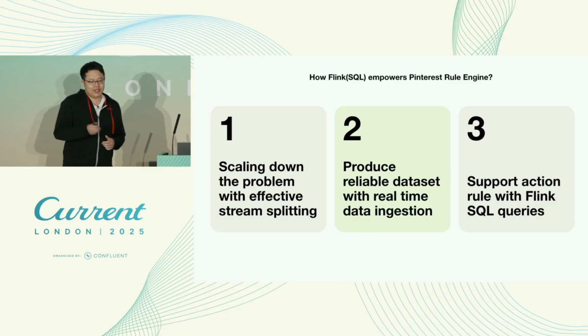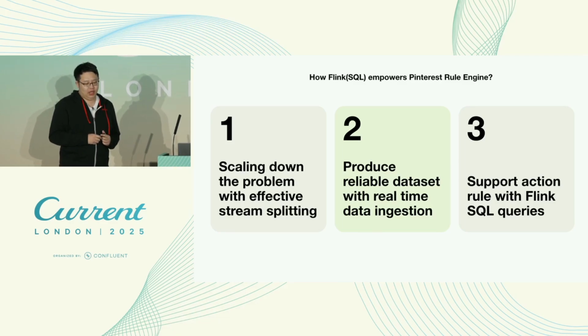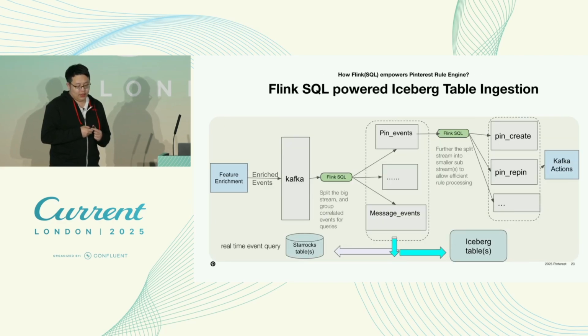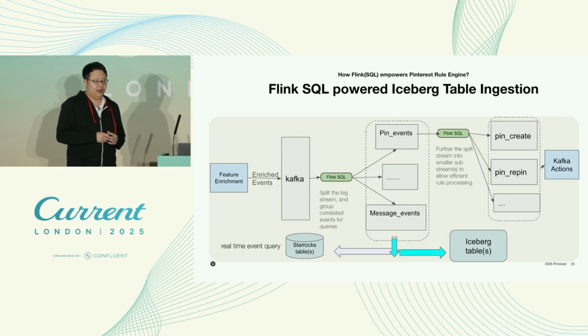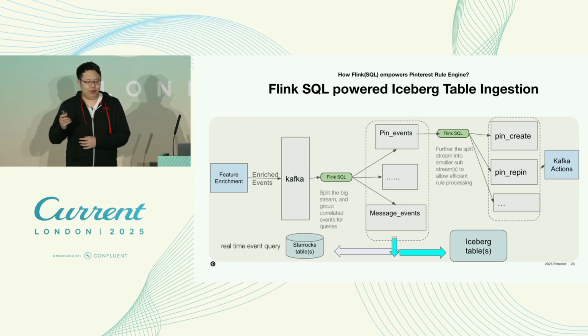Then let's look at the second type of Flink SQL jobs. We have a Flink SQL job that basically produces a reliable data set with real-time data ingestion. As you can see in this graph, many times the data in Kafka is not enough to support different types of use cases. For example, sometimes we need to process historical data, like maybe 30 days or even before 30 days. But we cannot store data in Kafka for that long a period.